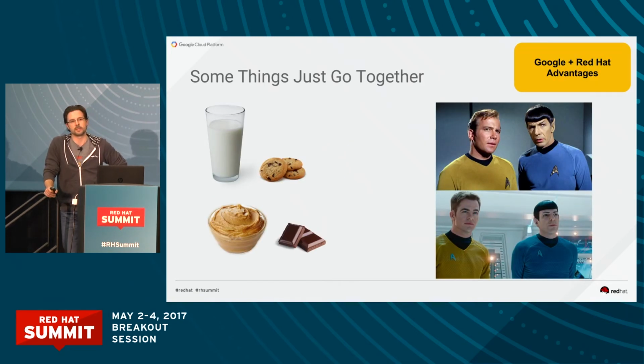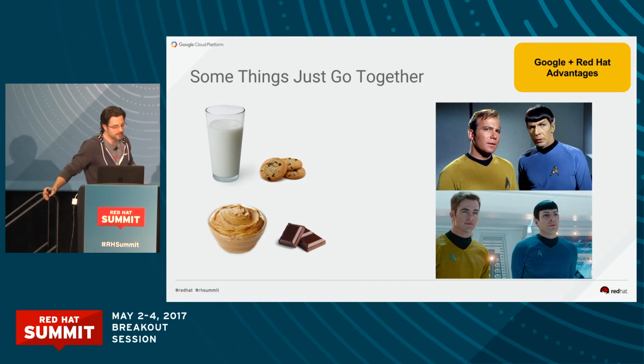Some things are just better together. Let's be honest, James Kirk, Spock, it doesn't matter what age, when, they're always better together. Milk and chocolate chip cookies are awesome. Whether you want to dunk them or guzzle the milk after you have a really dry mouth, they're delicious. And chocolate and peanut butter, same way.